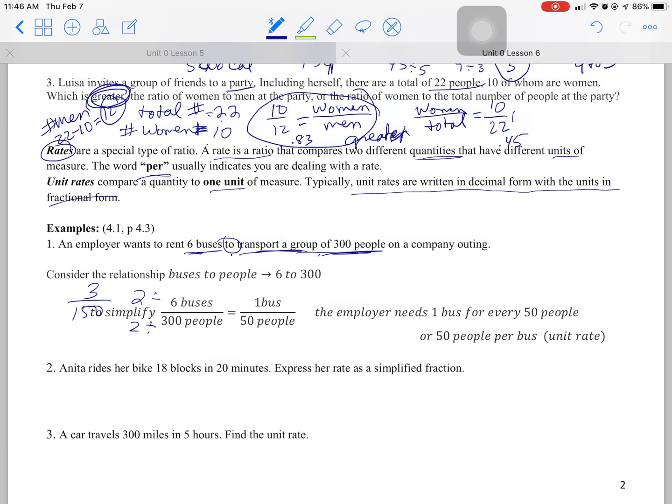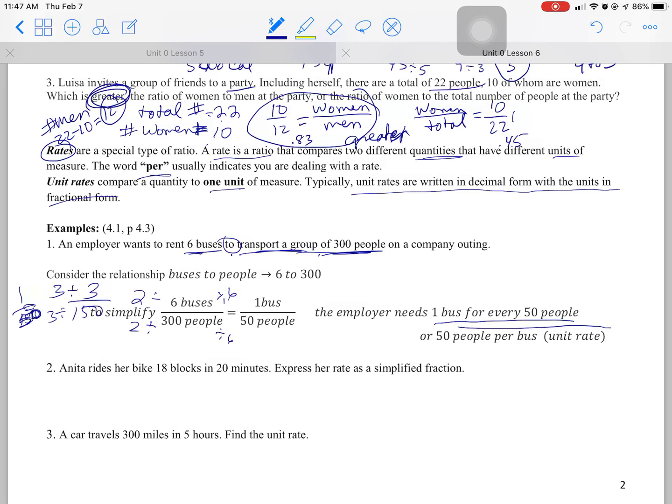They're both going to be divisible by 3. So that'll give you the 1, and divide this one by 3, you get, not 150, 50. So you don't have to divide by 6, because I don't know the divisibility rules for 6. I do 2 and then 3 gets me there. Or you can try the 6 right away. Either way. So you end up with 1 bus for every 50 people.